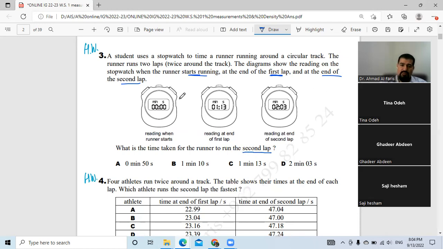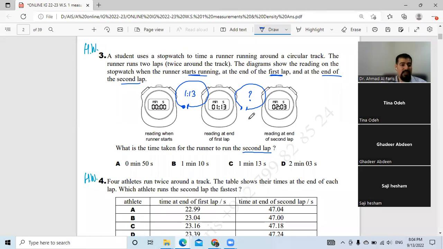So he was running from the beginning until here, this first lap. He finished it in how long? 1 minute 13 seconds. Now the second lap, he started from 1 minute 13 seconds and he went on until 2 minutes 3 seconds. Now we need the time from 1 minute 13 seconds to 2 minutes 3 seconds.